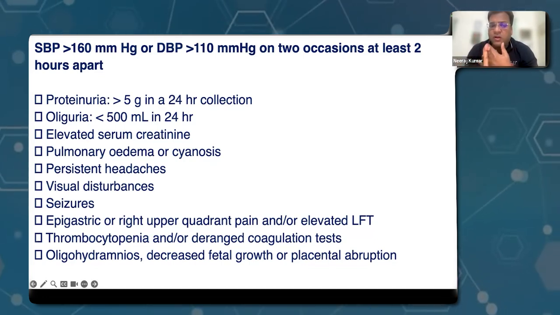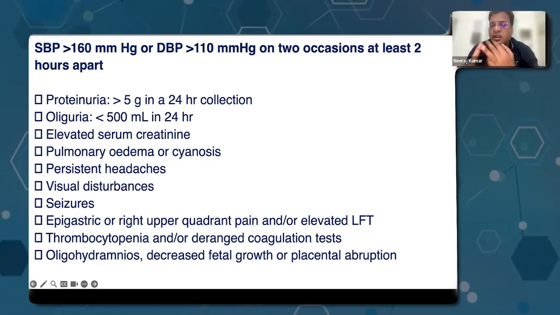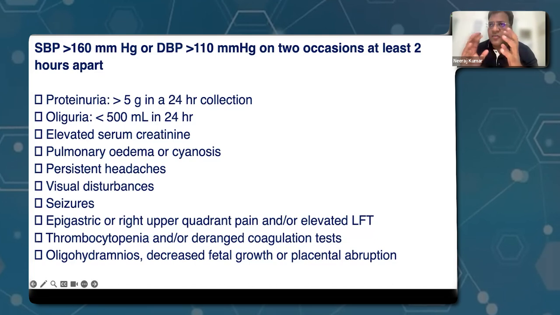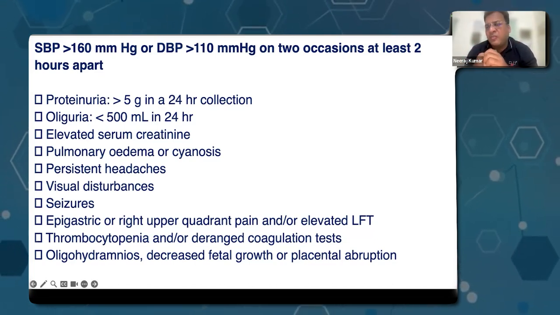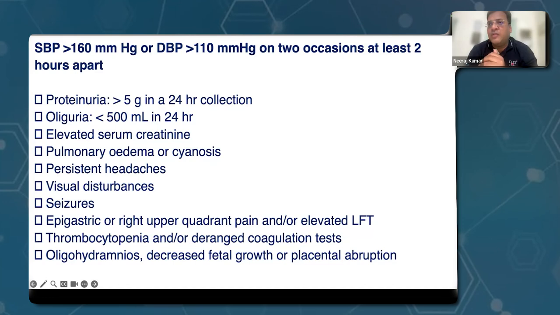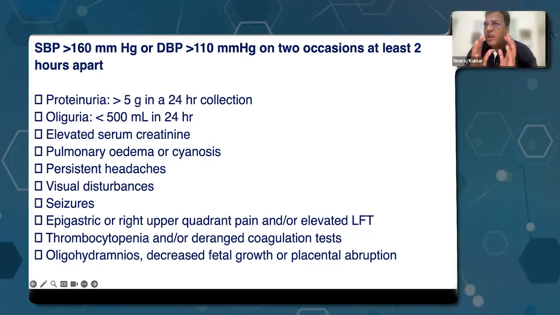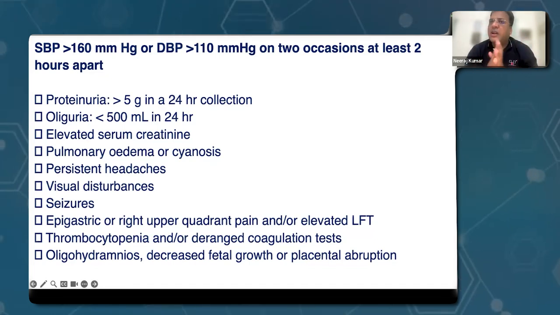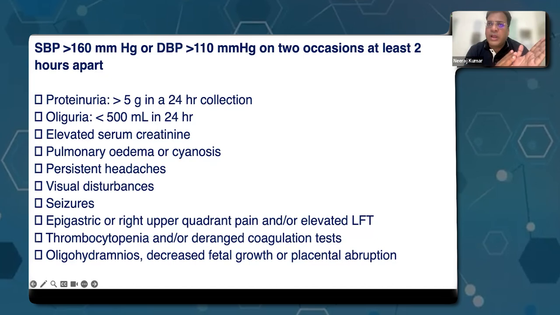and then elevated serum creatinine. The patient should show signs of pulmonary edema or cyanosis. The patient will have a persistent headache, visual disturbances, and some seizure features as well, because many times preeclampsia patients may present with convulsion, but not always. The patient will have typical epigastric or right upper quadrant pain with elevated liver function tests. So these may be some of the findings in case of severe preeclampsia.